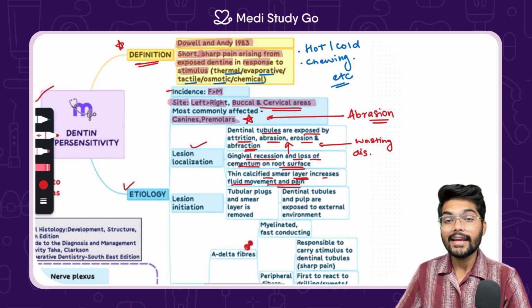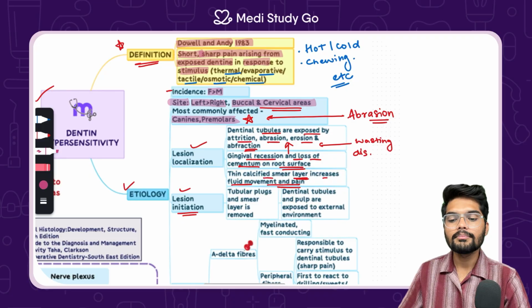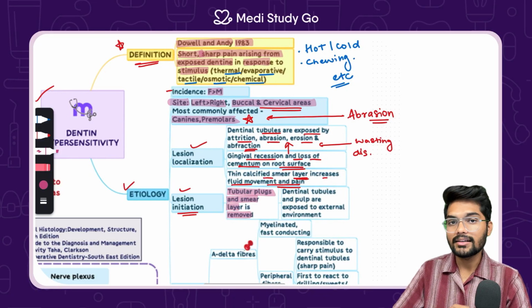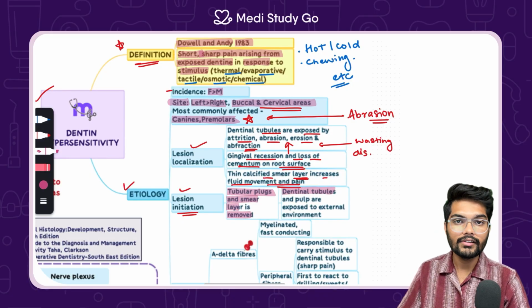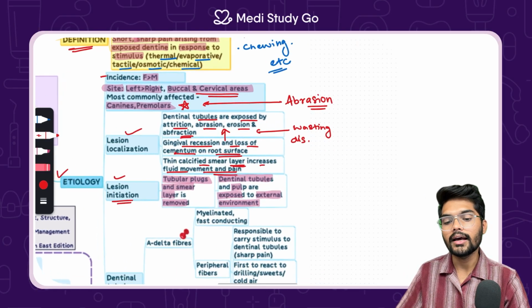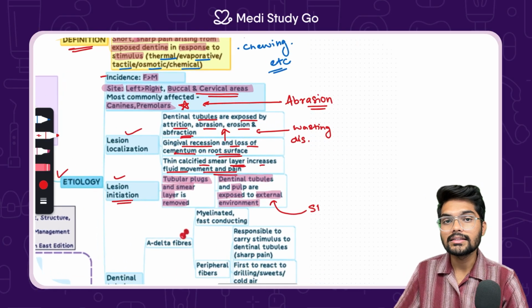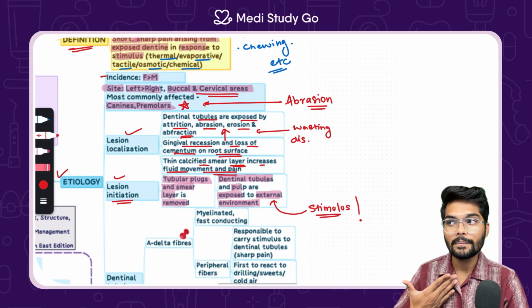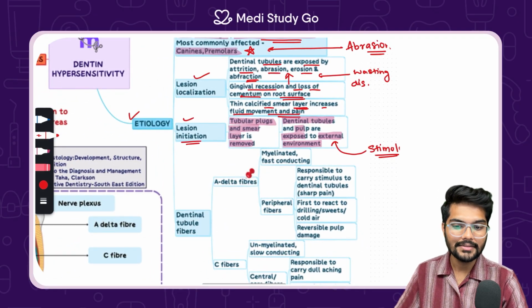Coming to lesion initiation. So tubular plugs and smear layer is removed. This is the first event which takes place, followed by dentinal tubules and pulp are exposed to the external environment from where the stimulus is presented.